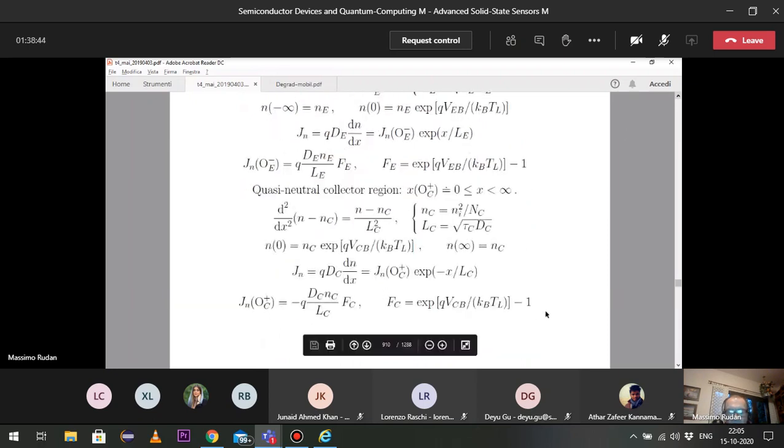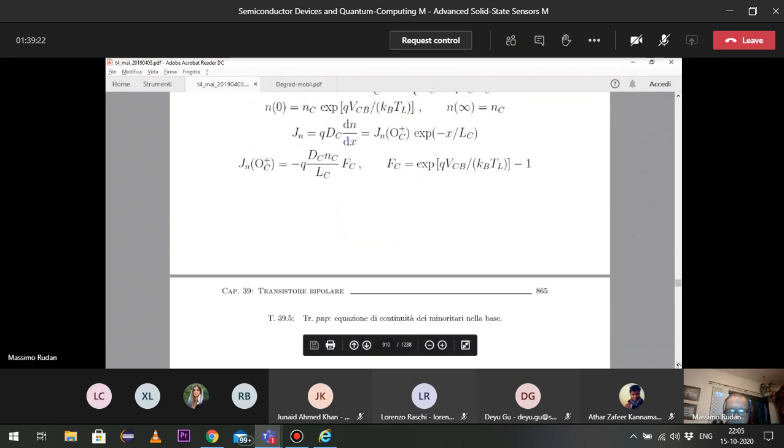FC in the normal mode of operation has a negative value of the collector voltage in the exponent, and it is typically large. So when you put a large negative number here, like minus 2 volts, the exponential becomes immediately negligible, because you remember q over kT is about 38 volts to the minus 1 at room temperature. So FC is equal to minus 1 in the normal mode of operation.